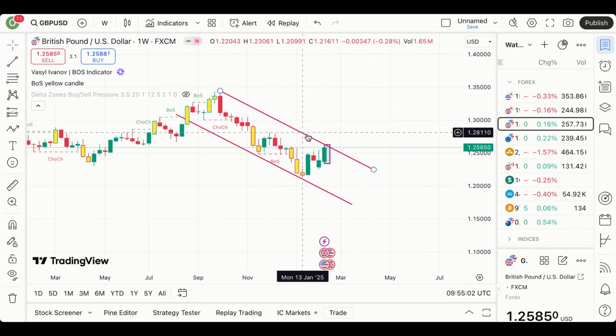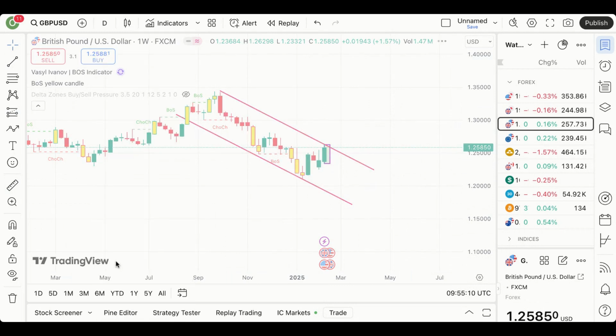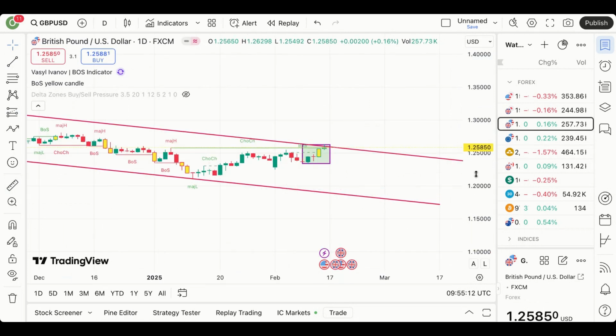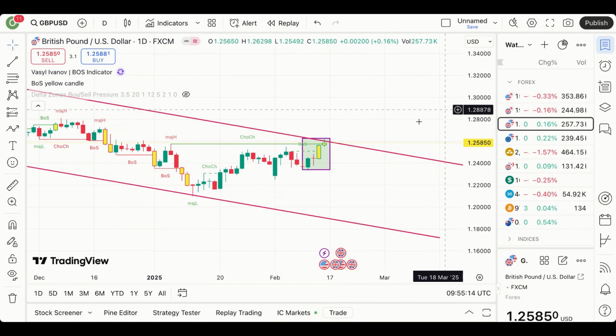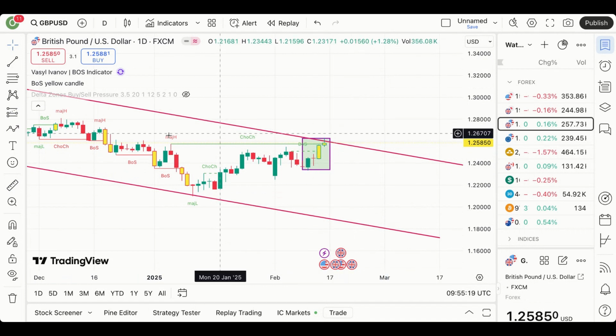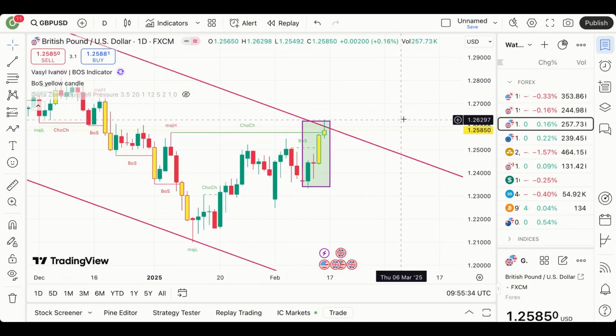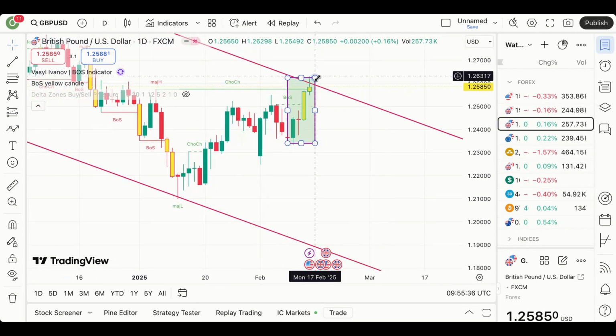Now let's go to the daily candle to have the prediction. Where would this trade go next? Now we could see it's trending upward, but I believe it has reached the limit here, because if you look at this candle, it's a rejection candle. It didn't break the trend line, it rejected it.